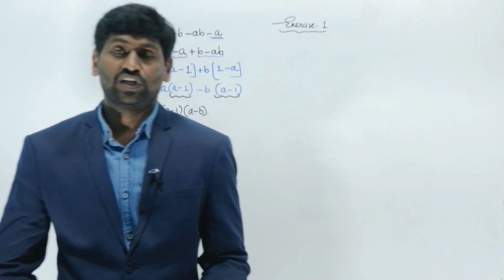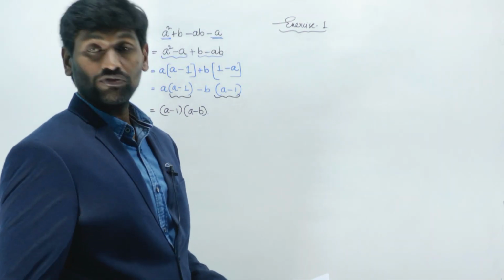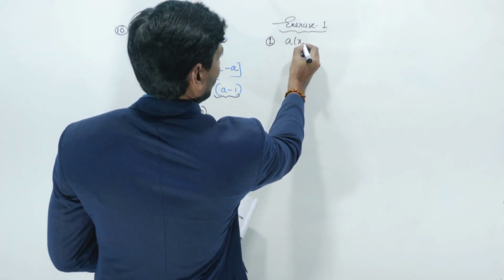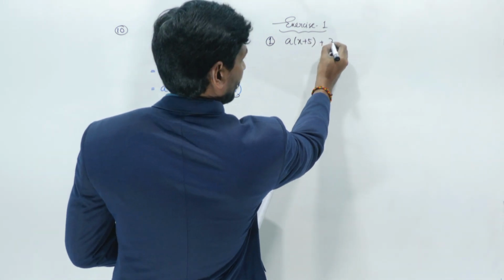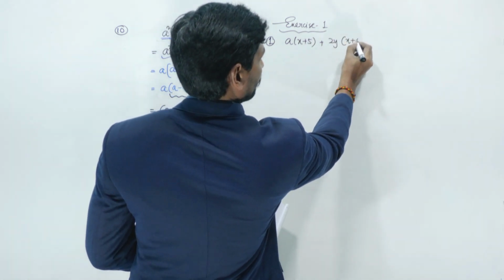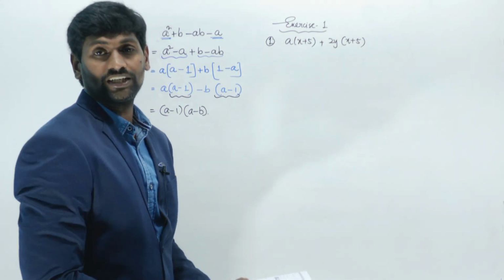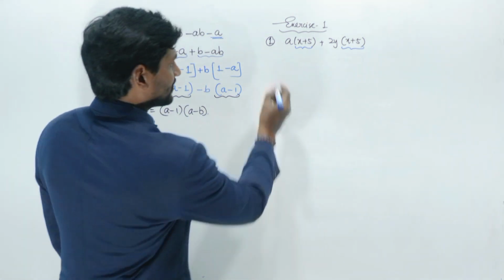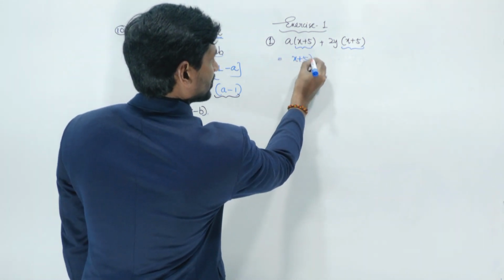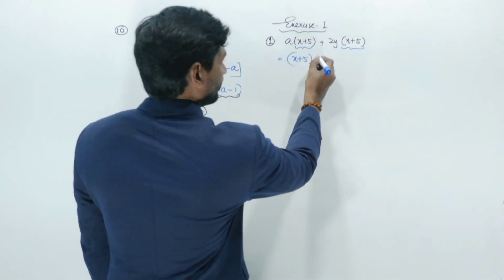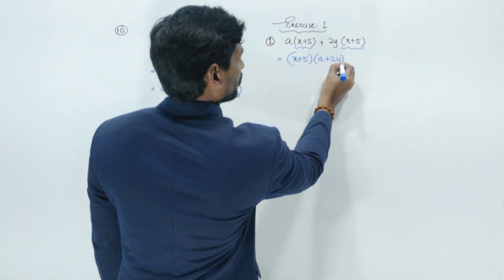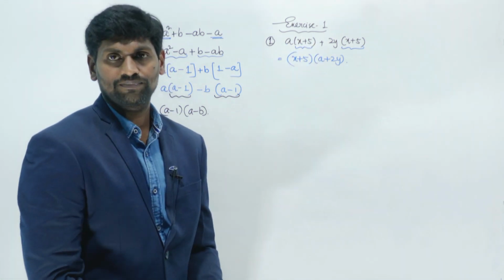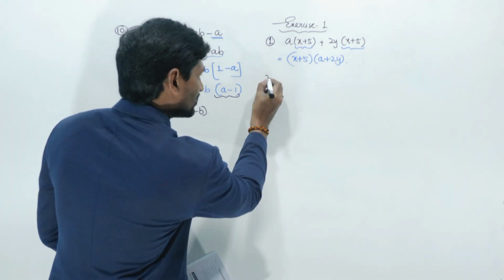Identify the common factors, same like this only. Choose the following correct answers. The first question is given: a into x plus 5 plus 2y into x plus 5. Now what is the common factor here? Very good. X plus 5 is common from both terms. So we can write x plus 5, and from the remaining, a plus 2y. That means the first term a remains, the second term 2y remains. Clear? Let us go to the second problem.